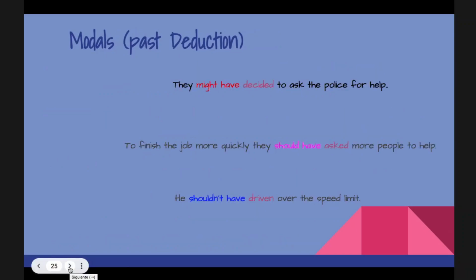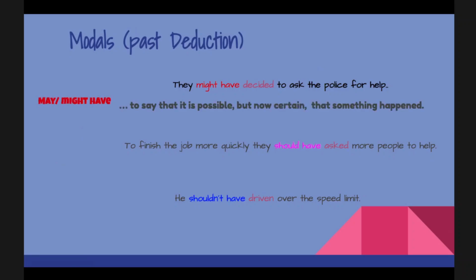Entonces, they might have decided to ask the police for help to finish the job more quickly. They should have asked more people to help, and he shouldn't have driven over the speed limit. Okay, entonces vean cómo la forma sigue siendo la misma, pero el contexto es diferente porque cada uno de ellos tiene un significado diferente. Los usos también son como muy limitados. Entonces, might have, to say that it's possible, but not certain, that something happened. Possible, not certain, okay?